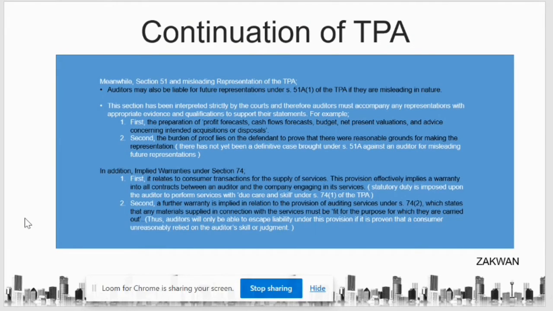In addition, we would like to highlight the implied warranties under Section 74. First, it relates to consumer transactions for the supply of services.